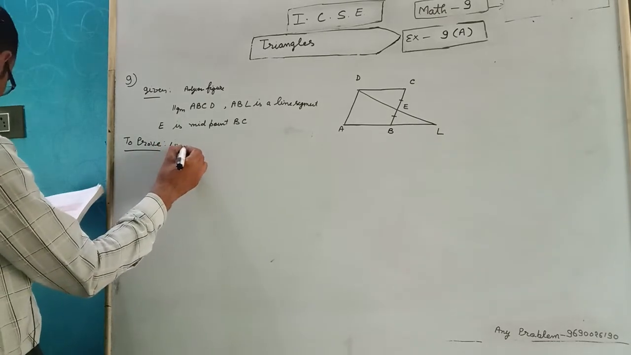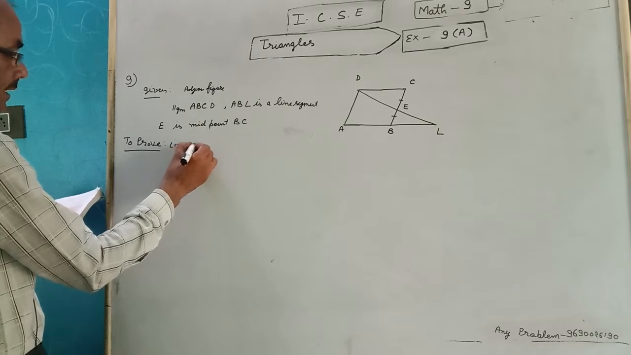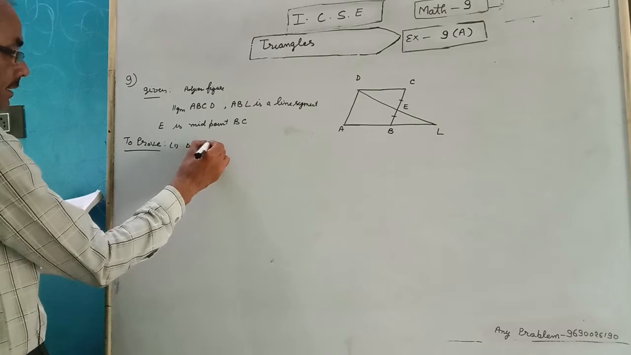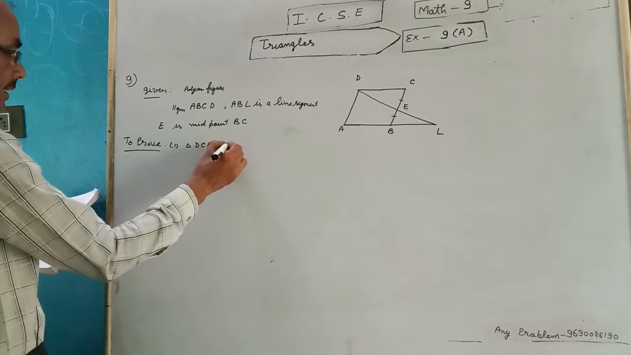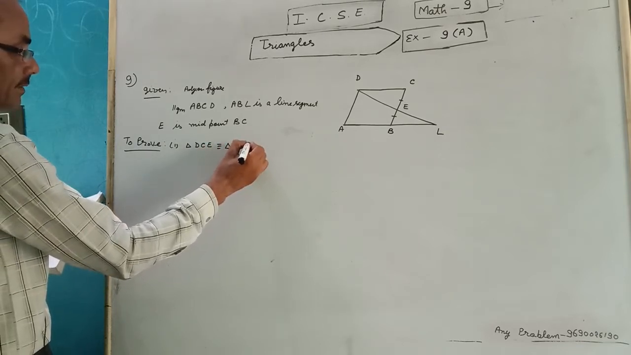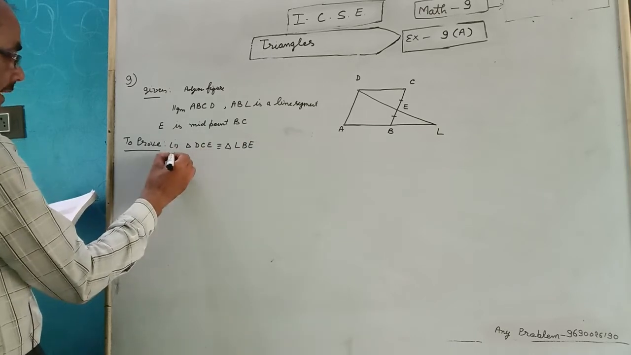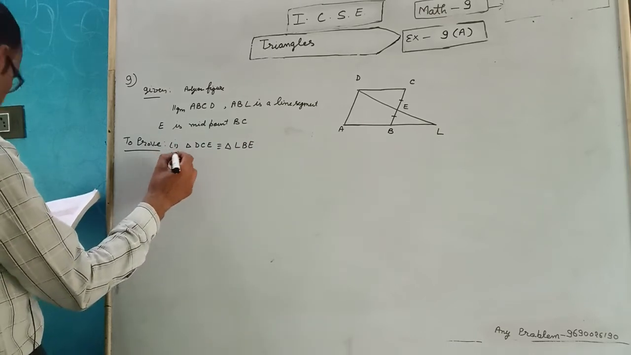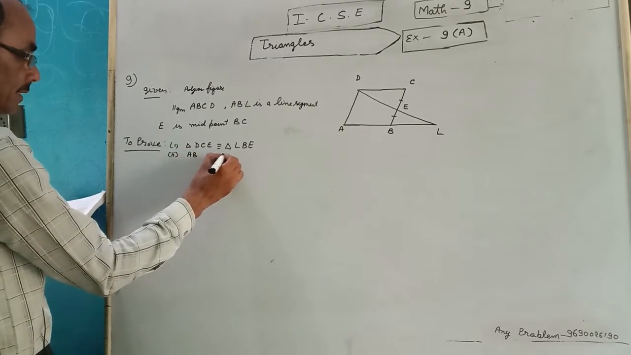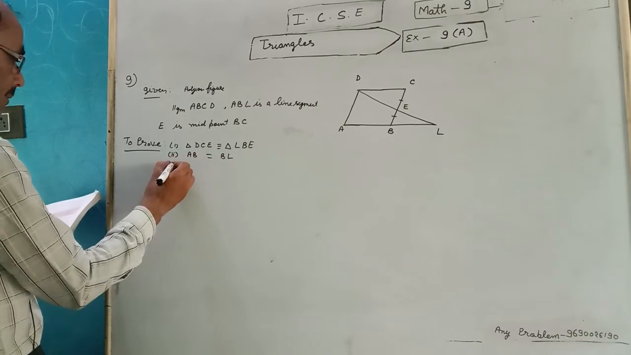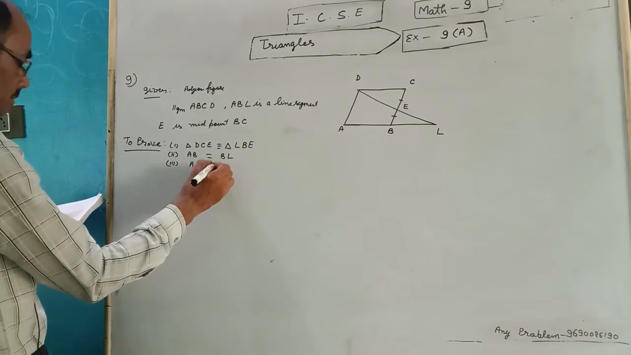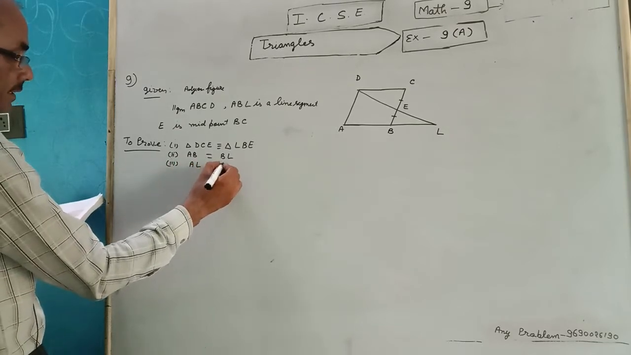First part is triangle DCE congruent to triangle LBE. Second part is AB equal to BL. Third part is AL equal to DC.